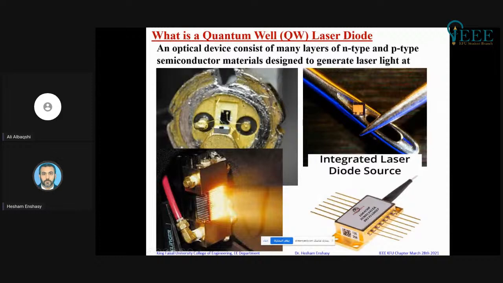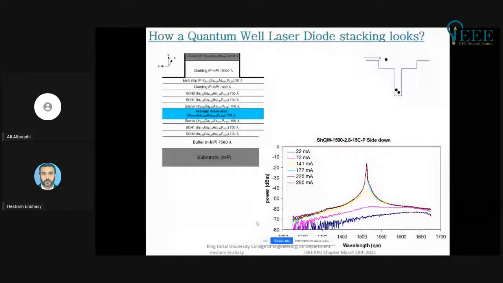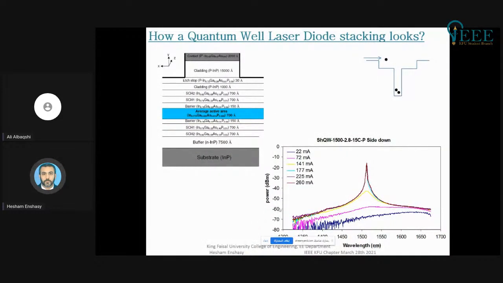Now, you could stack so many of these laser diodes and make them in one stack like this. Once you put many of them, you can generate a high energy laser system. So, as we said, these are the stackings of the laser diode, and the active area is in this region here. So this is the active area.